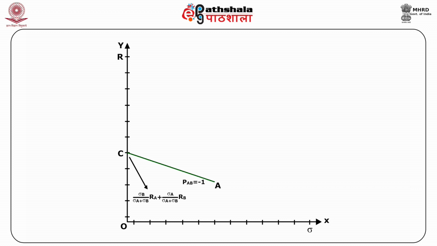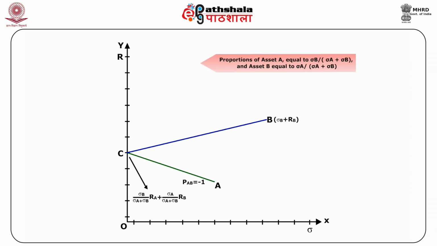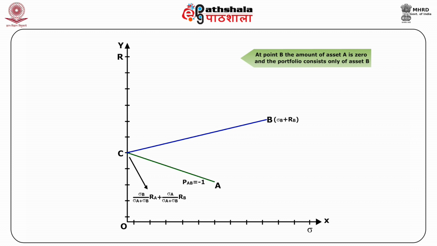Similarly, line CB represents a continuum of alternative portfolios which contain proportions of asset A equal to σB divided by (σA + σB), and asset B equal to σA divided by (σA + σB) at point C, to ever lessening proportions of asset A and ever increasing proportions of asset B, till at point B the amount of asset A is 0 and the portfolio consists only of asset B.